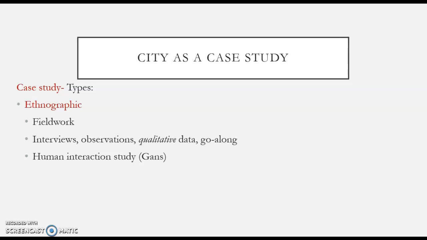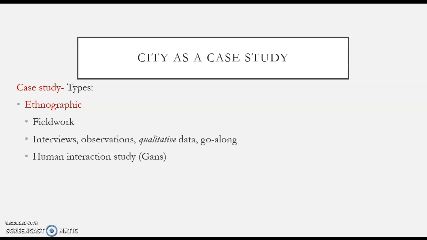Ethnographic case studies look at really human interaction and what it means to be in a place. Think back to the work that Gans did on the West End of Boston, when his ethnographic case study and his ethnographic research painted a picture quite different than what the quantitative research suggested. So the city had targeted the West End of Boston as a blighted area, and a blighted area means you're not going to get any investment.